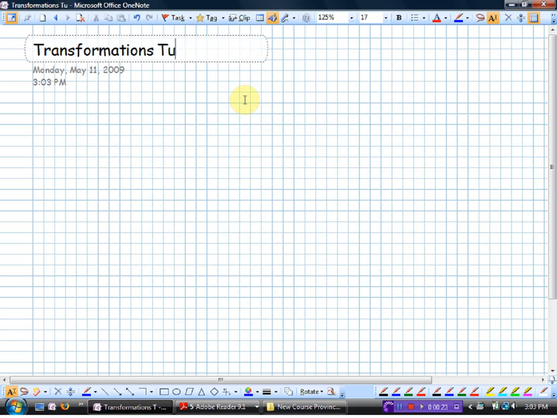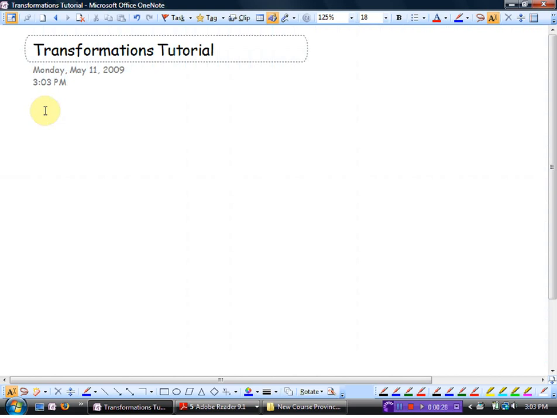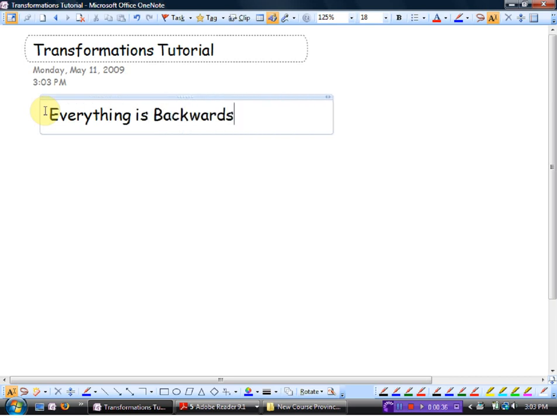Transformations tutorial. If I was going to summarize the entire unit in two words, well, three words: everything is backwards. In other words, if you're not sure what to do, do the opposite of what the equation seems to suggest.